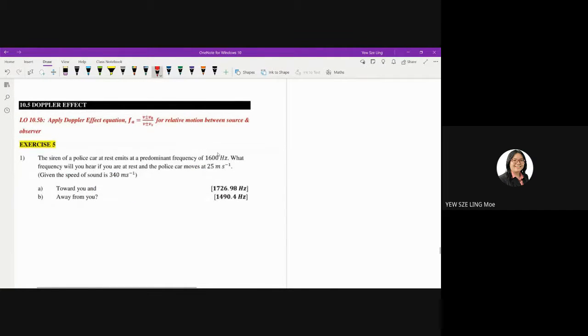Now let's look at exercise 5, Doppler effect. It's a very simple subtopic. We have a general equation, just one equation, where we have F, I'm going to call it O, equals V plus minus VO over V plus minus Vs times Fs.